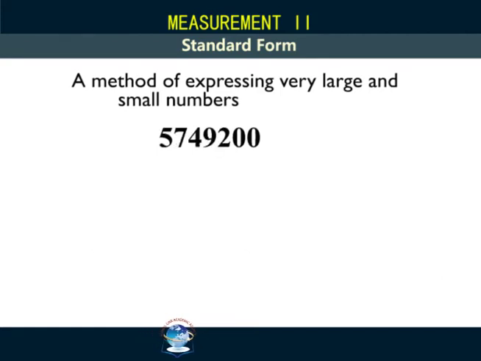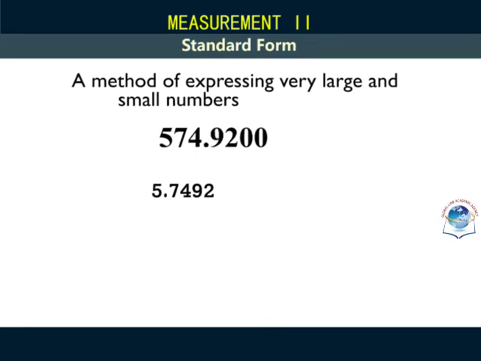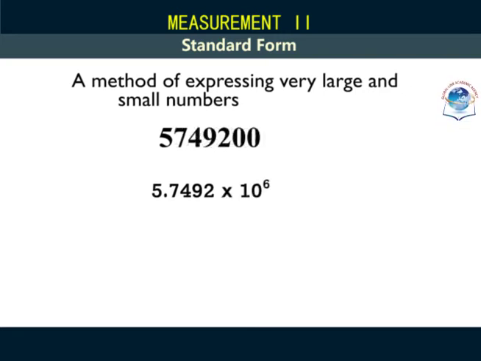So, 5,749,200 written in standard form, the number between 1 and 10 will be 5.7492. The decimal moves 1, 2, 3, 4, 5, 6 steps to the left, so times 10 to power 6. That is for numbers 10 and larger. How about numbers less than 1?